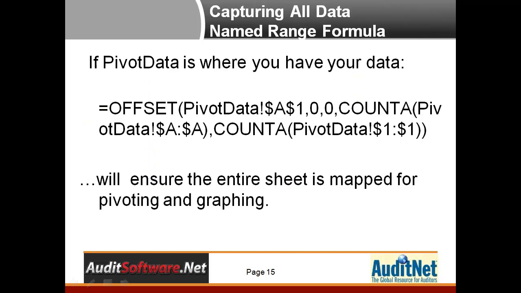So using the named range formula below, where it says pivot data actually refers to the worksheet in Excel that has your information. It will then use a set of offset and counting functions. It's best to just copy it as is, as per this, but the only thing that you'll change is that pivot data to be changed to the name of the sheet that you're working with.